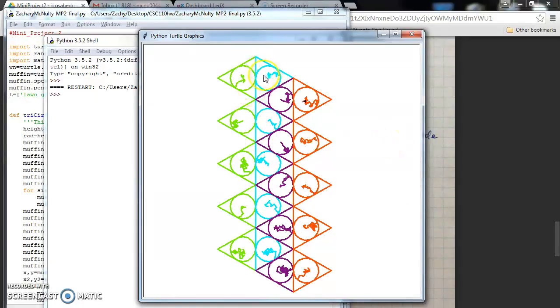So there you see it. The turtle went back up to the top. I didn't make it disappear.